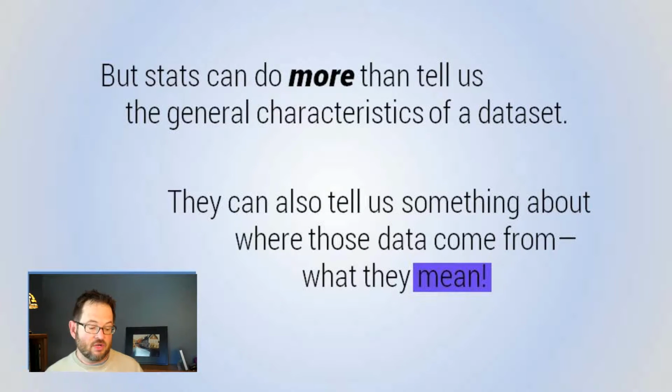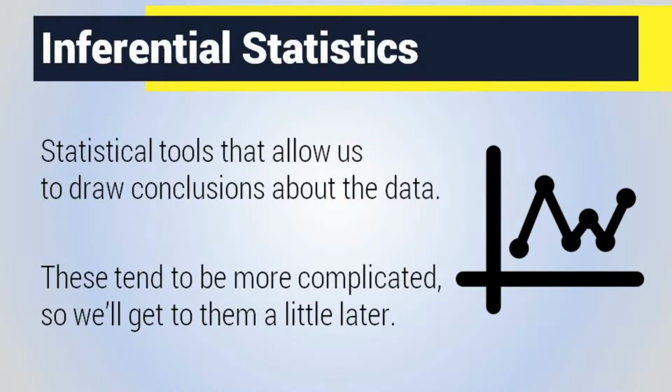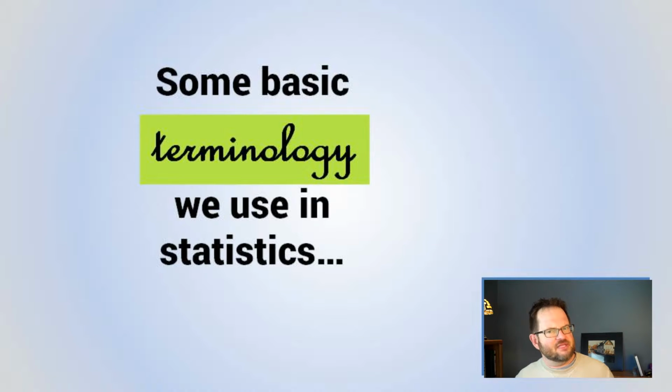But statistics can do more than just tell us the general characteristics of the data. They can also tell us something about where these data come from and what they mean. This is what we call inferential statistics: statistical tools that let us draw conclusions about what the data are telling us. These kinds of things tend to take more time to explain. We're going to be getting to them a little later in the course. But before we can get to any of this, we need to spend some time on these descriptive statistics and some of the terminology that we use when we're talking about statistics and statistical sampling and statistical experiments, and ultimately making statistical models, which is where we're heading in a class called Modeling Electrical Load and Yield.